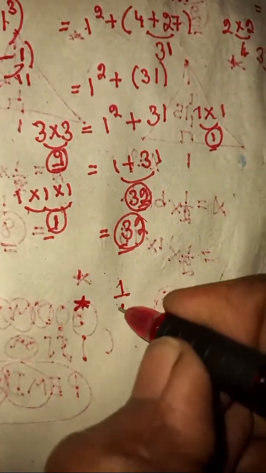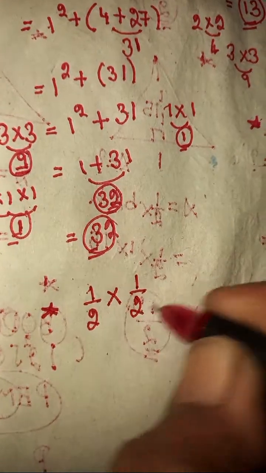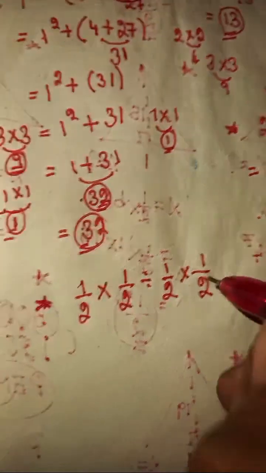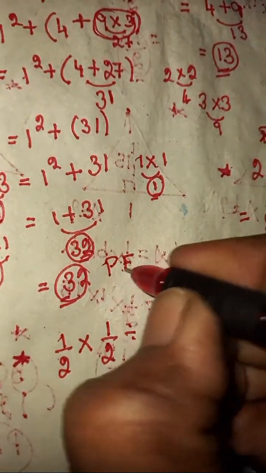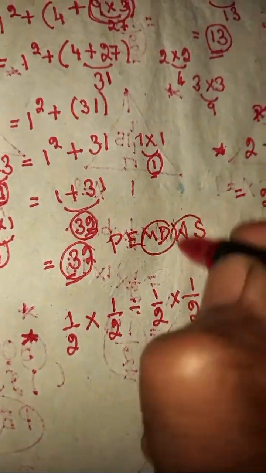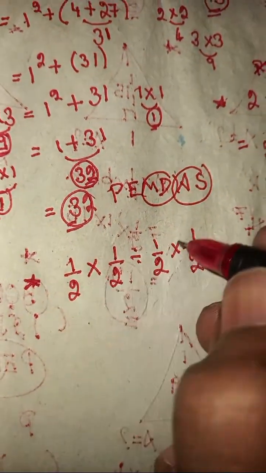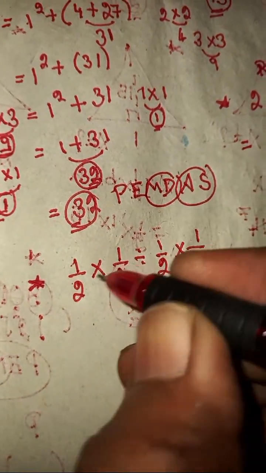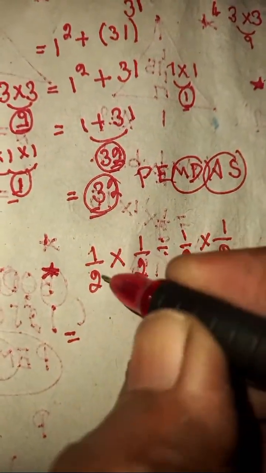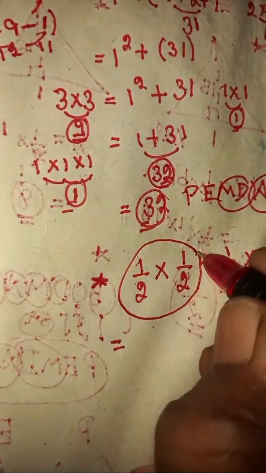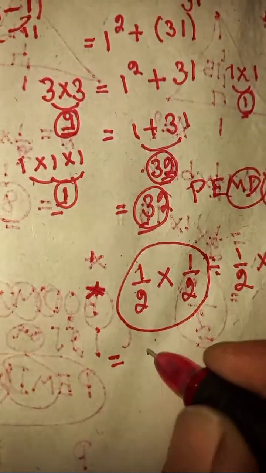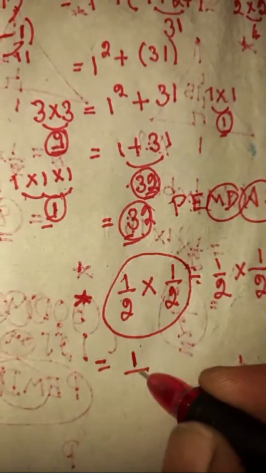Let's solve another problem. Here they give half multiplied by half divided by half times again half. Again use the same PEMDAS rule. There is nothing else, only multiplying and dividing, so do all of them from left to right. Half times half means multiply the numerators and denominators. 1 times 1 is 1, 2 times 2 is 4.